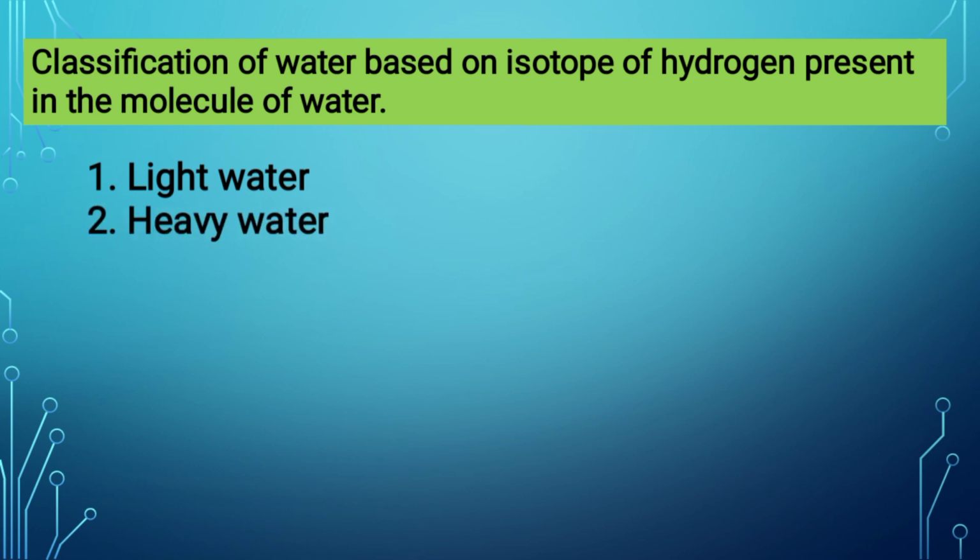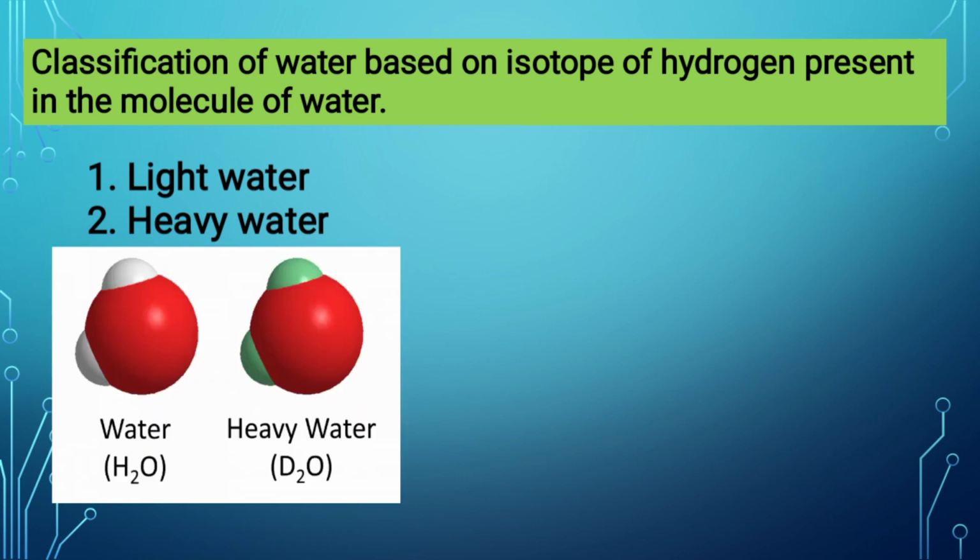Now you may be asking, what do I mean by light water? Light water comes from the hydrogen that contains only one proton and one electron, which is protium. And heavy water contains deuterium. If you look at this diagram, the white represents hydrogen, the green represents the deuterium, and the white represents just the protium. I hope you get me on this diagram.